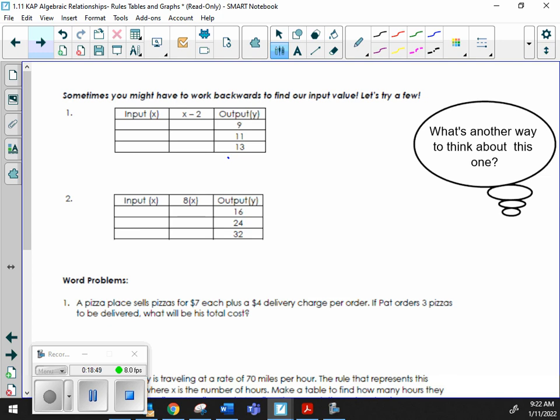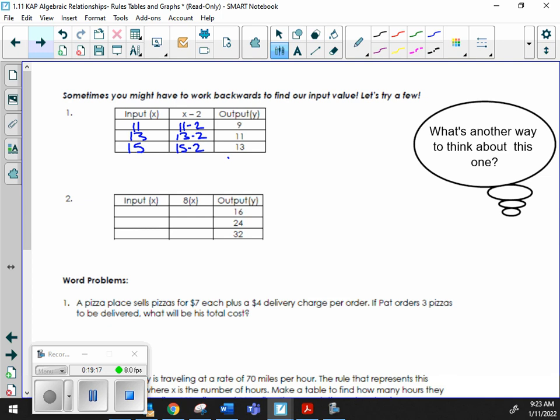11. So let's try that out. If I put in 11, is 11 minus 2 9? Yeah. Okay, what do you think I had to put in for 11 to come out? 13. 13 minus 2 is 11. Great. And lastly, 15 minus 2 gives me 13.